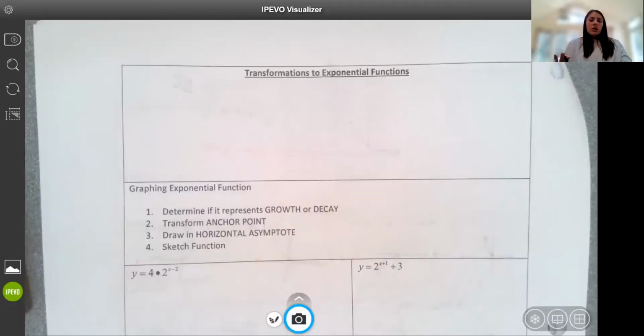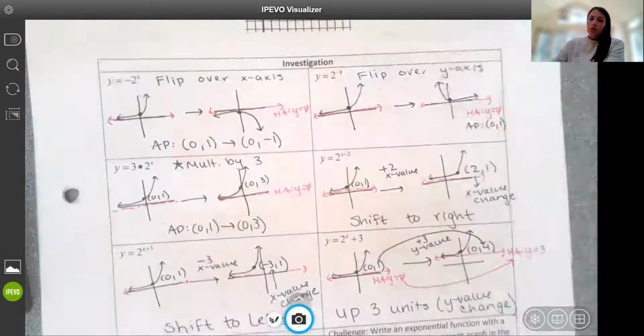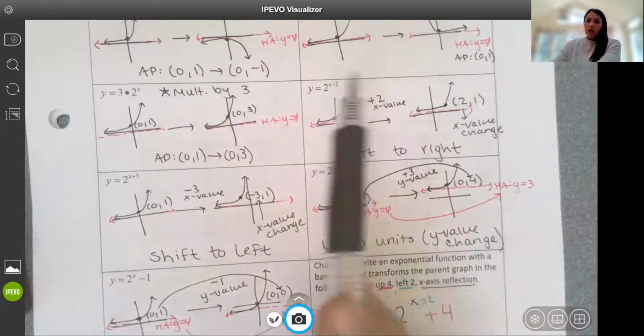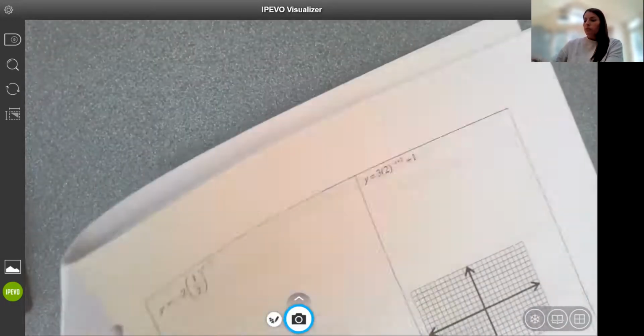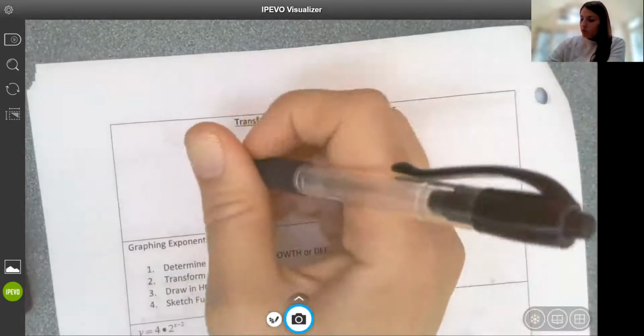Okay, so yesterday we introduced our graphs of exponential functions, and today we're actually going to graph them. So this is the work, let me flip back a page. This is the work we looked at yesterday, okay? So I'm going to build something at the top of this page using all of these transformations that we saw, okay?